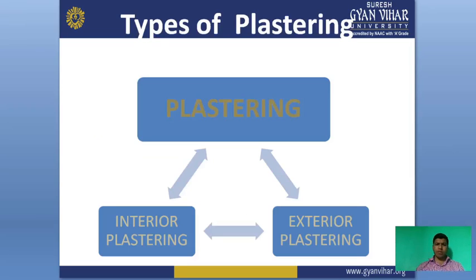Now we will discuss the plastering types. What are the types of plastering? As you know, there are two types of plaster. The first one is interior plaster and the second one is exterior plaster. Interior plaster means when we do the plastering on the walls inside our house, that is known as inside plastering, and the outside plastering is done on the outer surface area of our houses. That process is known as exterior plaster.